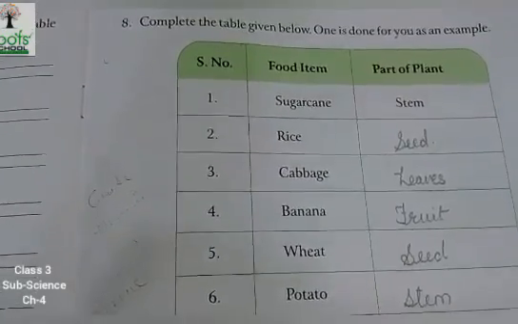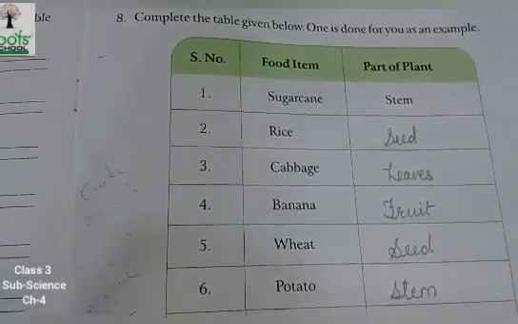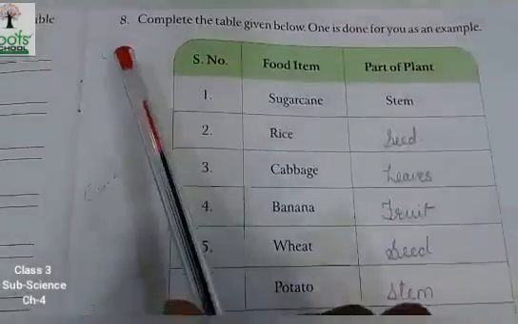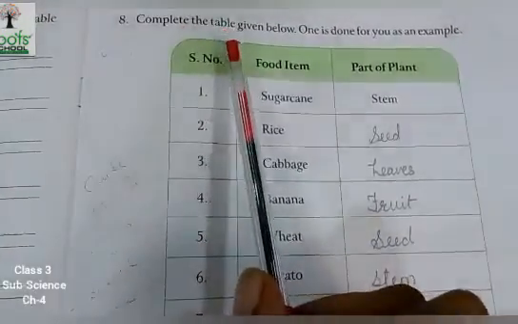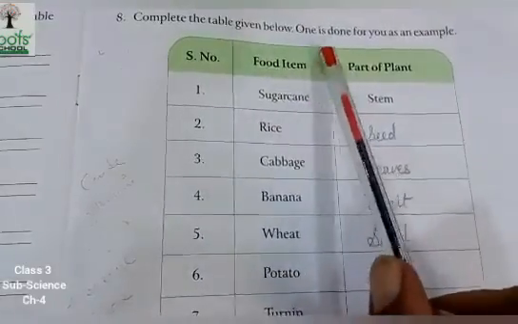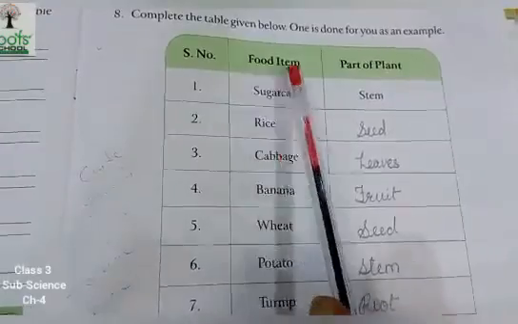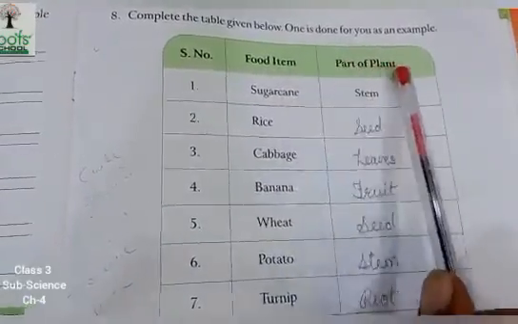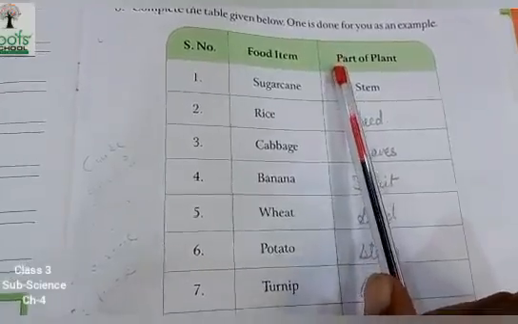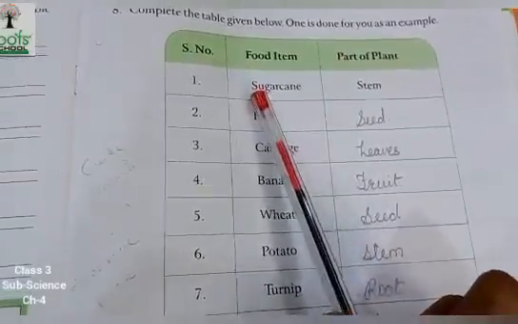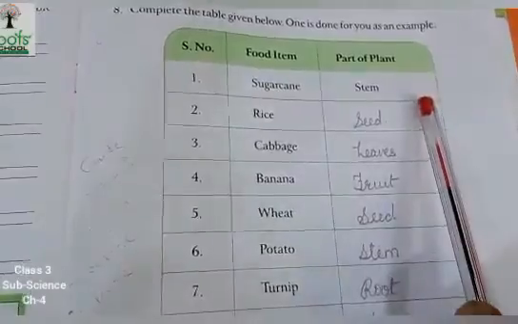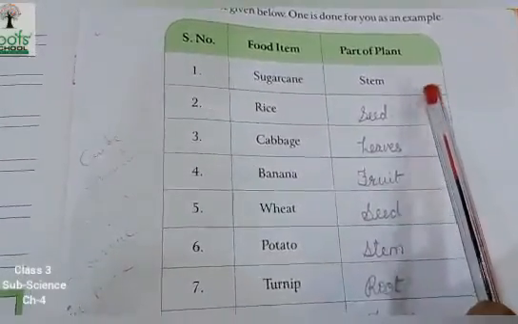Now in your observation book on page number 41, you will do question number 8, that is, complete the table given below. One is done for you as an example. There is the food item, and the part of the plant from which you get that food item. Like sugarcane, which part of the plant is it? It is the stem of the plant.